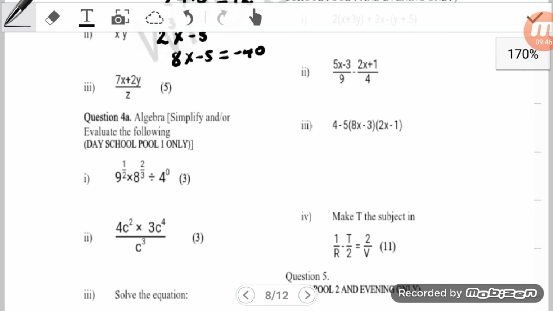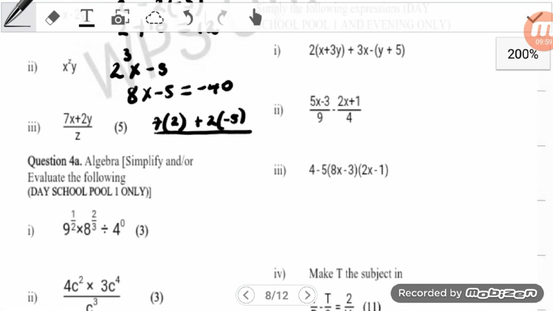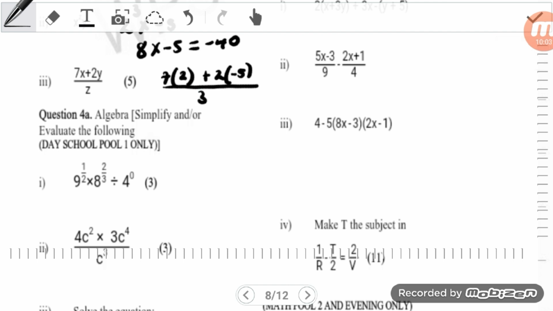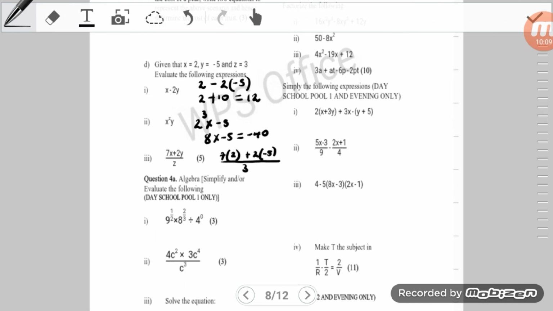Okay? And so this last aspect here, 7 multiplied by x, that's 7 multiplied by the value of x, which is 2, plus 2 multiplied by the value of y, which is -5, divided by the value of z, which is 3. All right? That's 3. So if you work this out here, 7 multiplied by 2, that's going to give us 14.